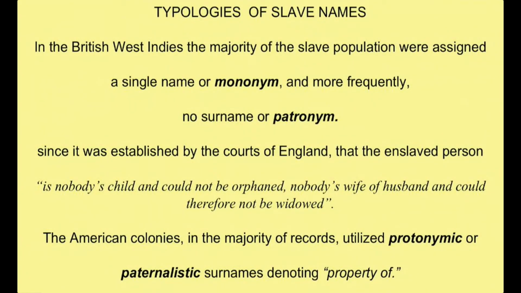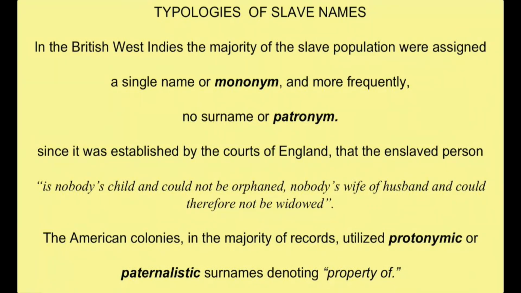So moving along, we see that in the British West Indies, the majority of the slave population were assigned not a full name, as in a first and a last name, but a mononym, which is a single name. This was the most popular system. There were some islands that had first and last names, but very few of them. So there were no patronyms, and the absence of patronyms was justified by the courts, which declared that enslaved people are nobody's children, they can't be orphaned, they can't be widowed.